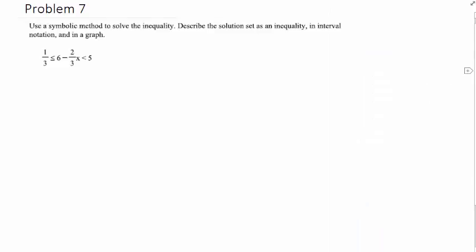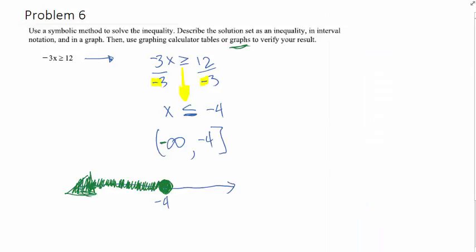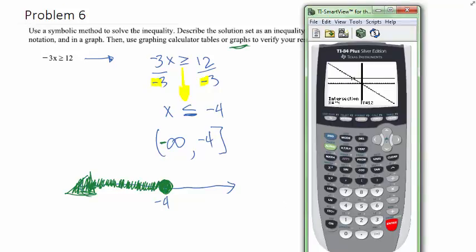And it looks like our, here it goes. Here's negative 4, and that's the negative 4 that we got, and we got x values that are less than negative 4, so all these x values that are less than negative 4 would actually work out. So that's how we can use the graph to confirm our results.